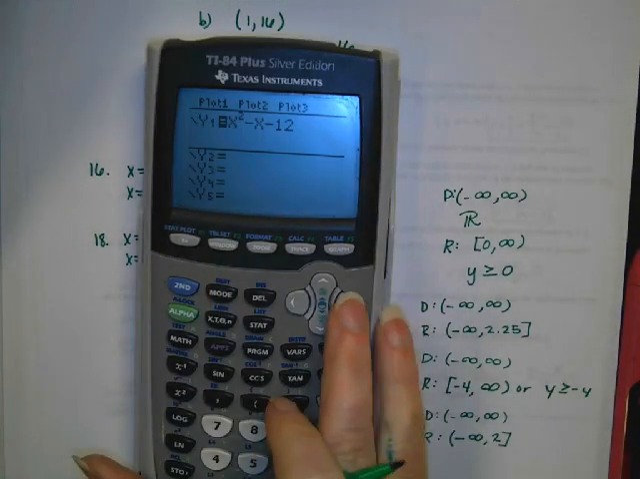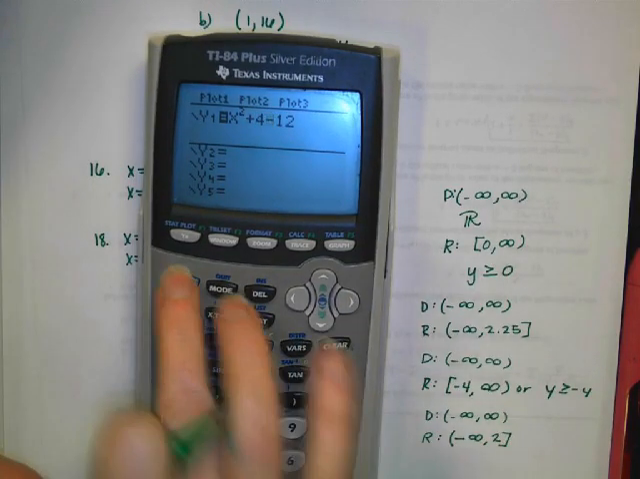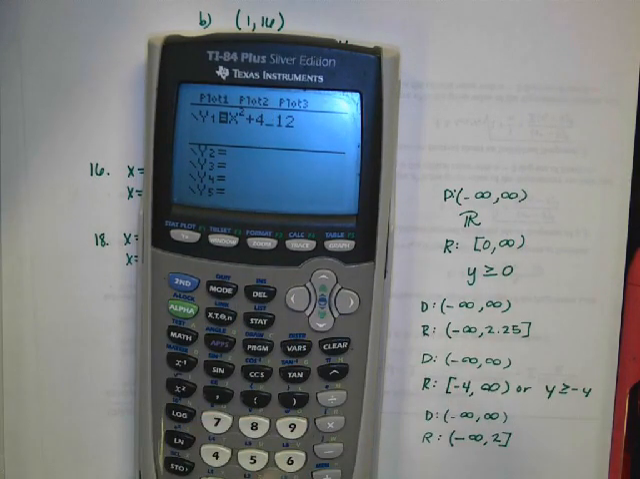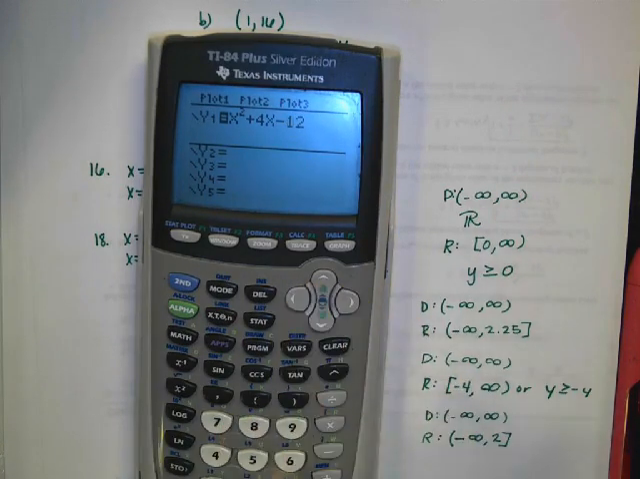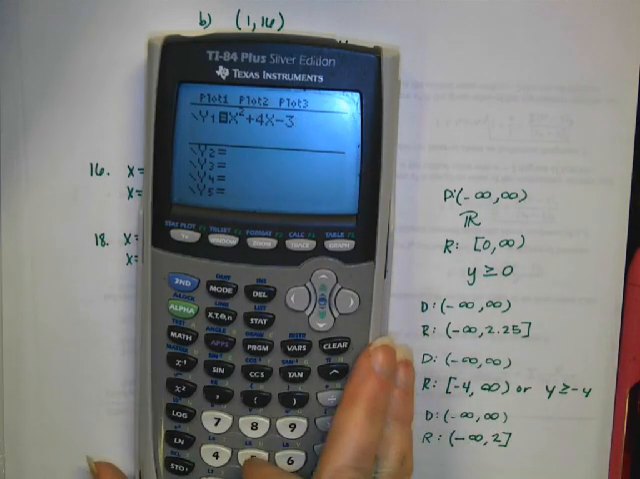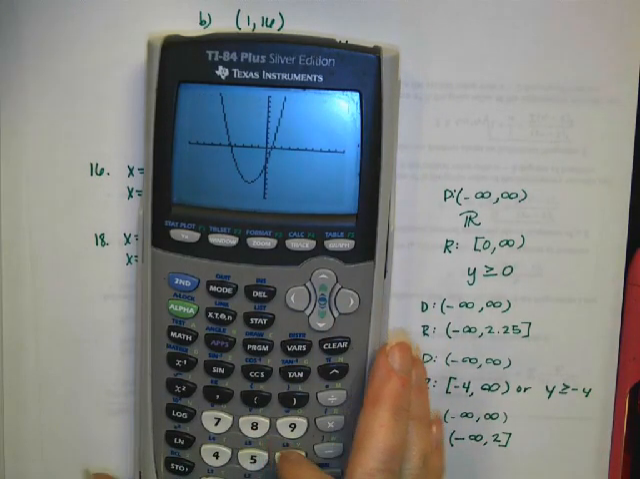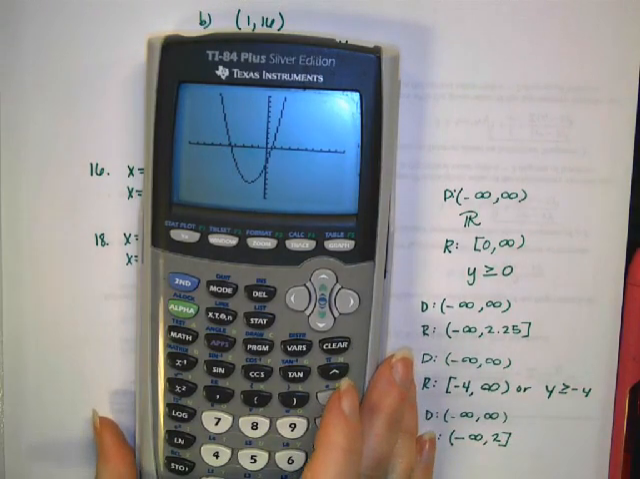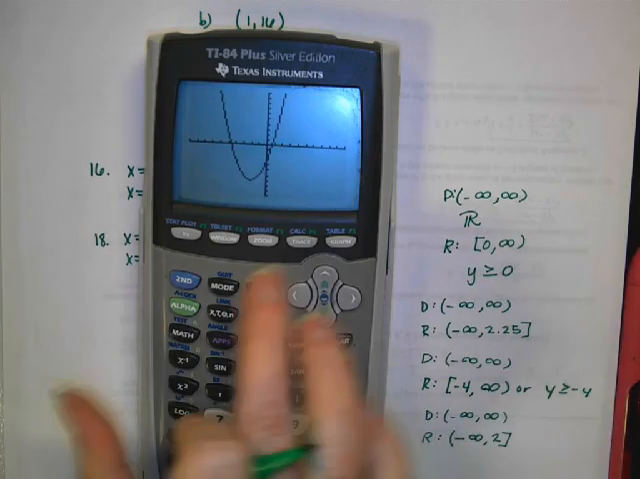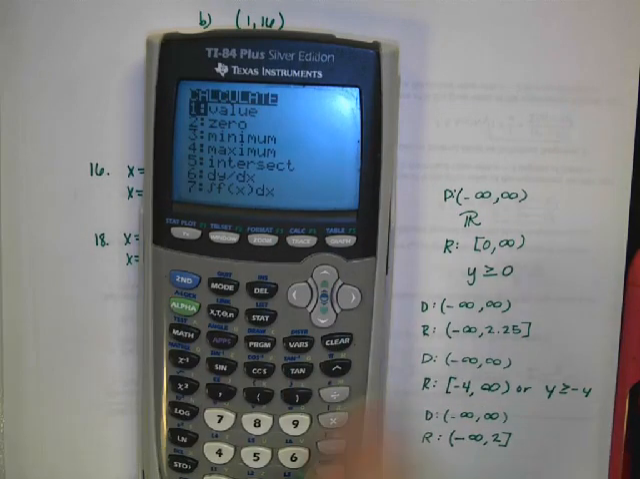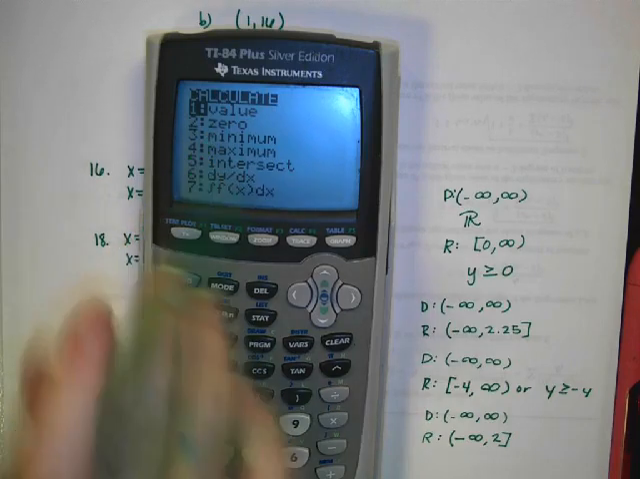Got x squared plus 4x minus 3, then graph. All right, now these don't look so straightforward. They kind of look like they might be fractions. So I'm going to go ahead and do a second trace, and this time when you're looking for x-intercepts, their other name for them is zeros. So I'm trying to find zeros.